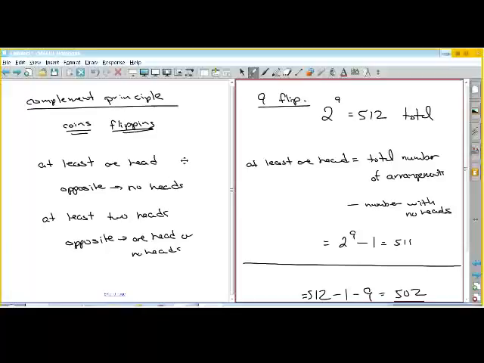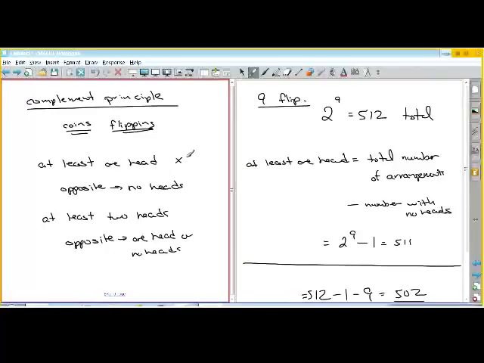You can write it in mathematical terms. So at least one head would mean X is greater than or equal to 1. What is the opposite of greater than or equal to 1? Well, X is less than 1. And because you can't have negative heads, that would be the same as X equals 0. So the opposite of at least one head is no heads.